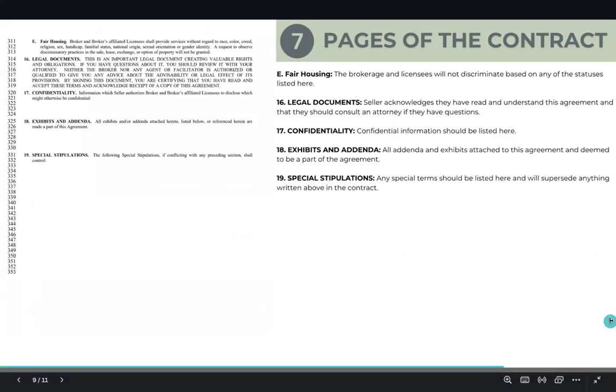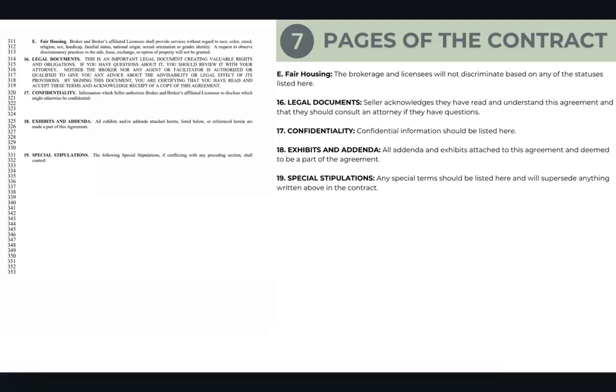Fair housing. The brokerage and licensees will not discriminate based on any of the statuses listed here and legal agreements. The seller acknowledges they have read and understand this agreement and that they should consult an attorney if they have questions. Confidentiality. Confidential information should be listed here. And 18, exhibits and addenda.